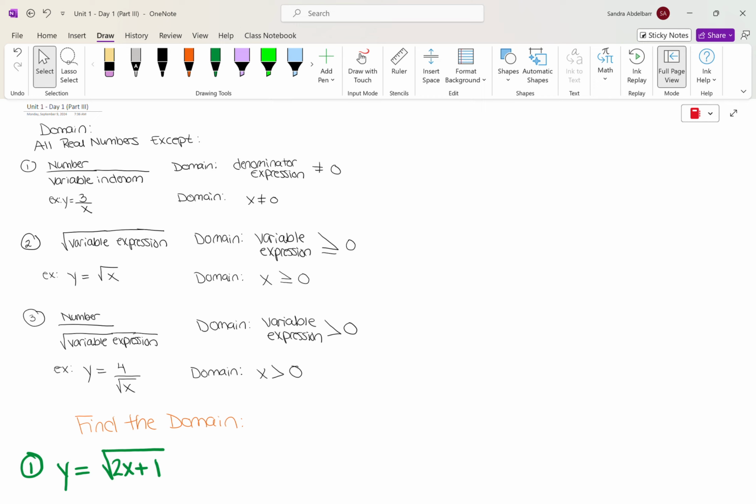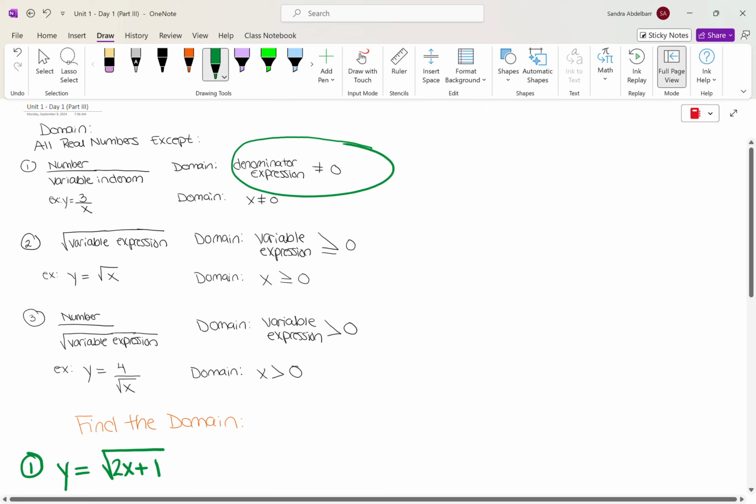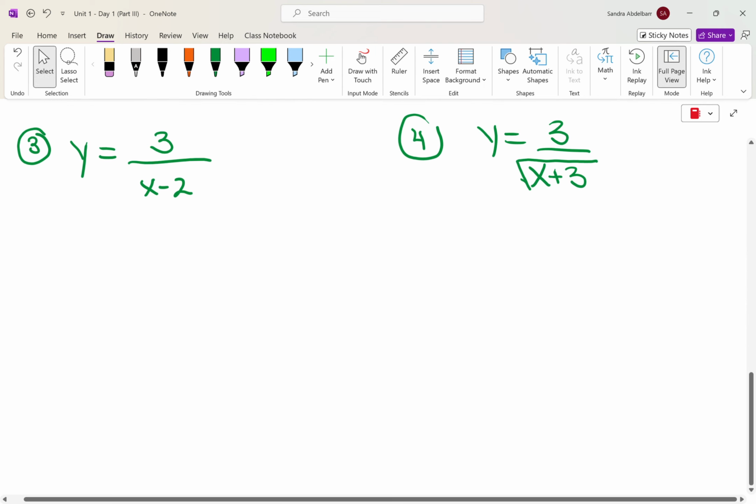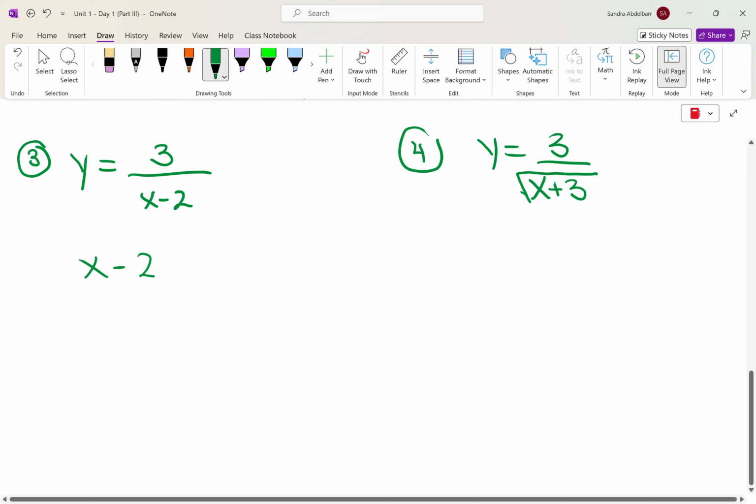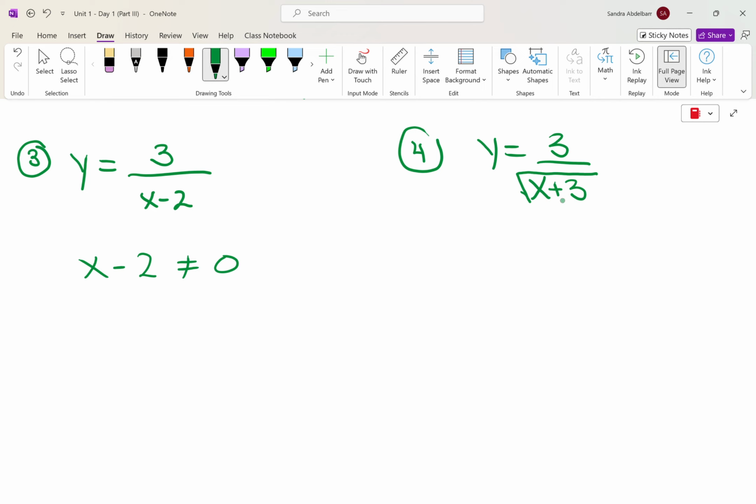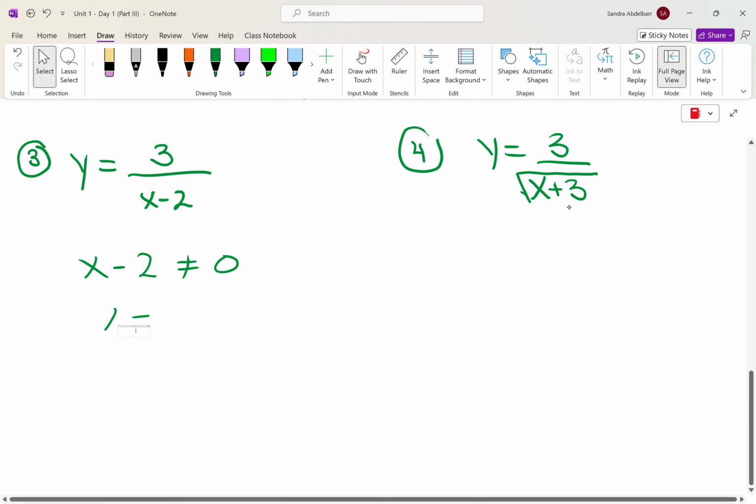So when there's just a variable in the denominator without a radical, we have to set that whole denominator expression and say this cannot equal 0. So that's what we're going to do. We're going to take x minus 2 and say this cannot equal 0. In what scenario will x minus 2 equal 0? When x is equal to 2. So x cannot equal positive 2.